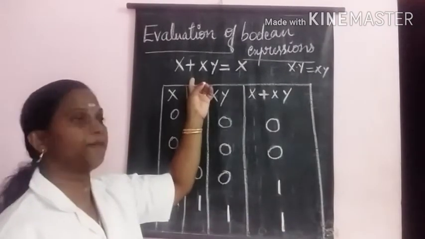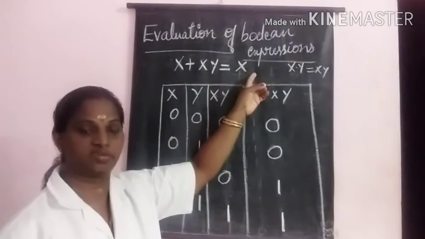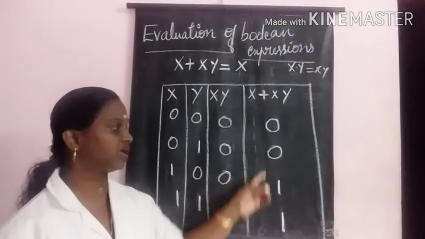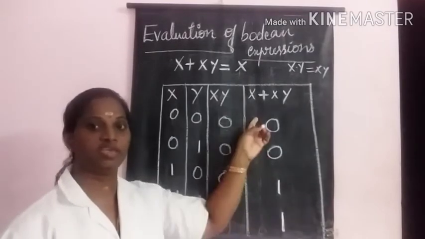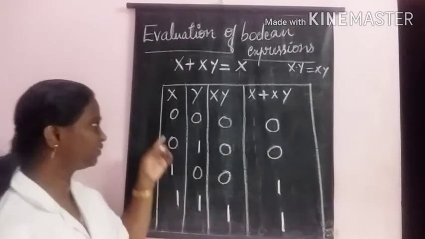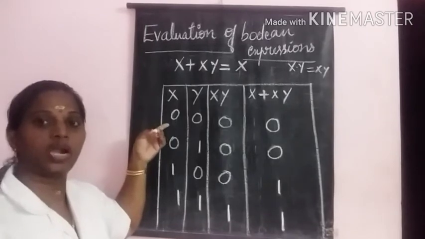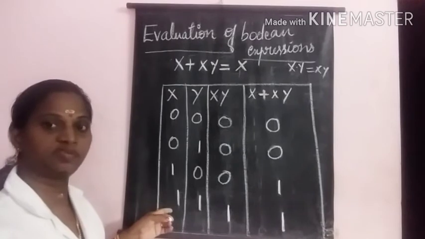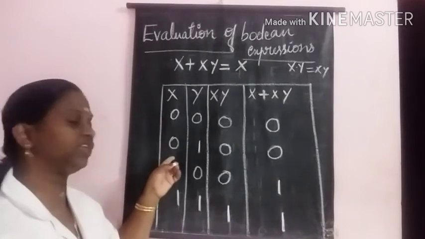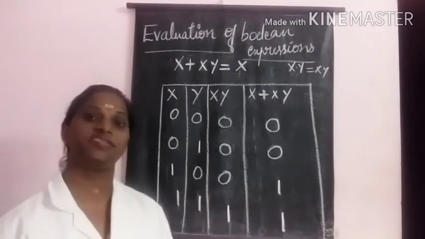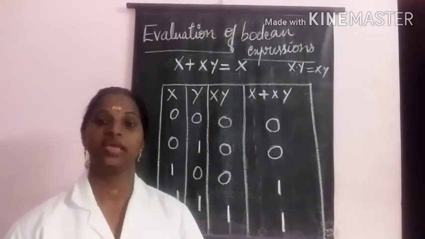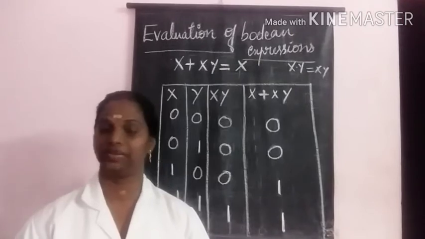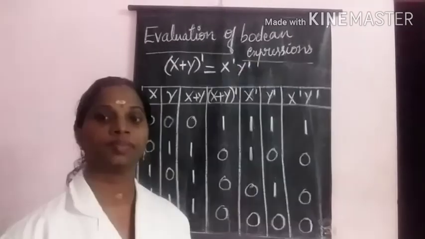So here now let us compare x plus xy with x. Let us check whether our answer is correct or not. See what are the answers we get in this column: 0, 0, 1, 1. Now let us compare with the x column. X column always shows the same digits, that is 0, 0, 1, 1. So we can say that x plus xy is always equal to x. Clear? Okay, I will explain one more example.